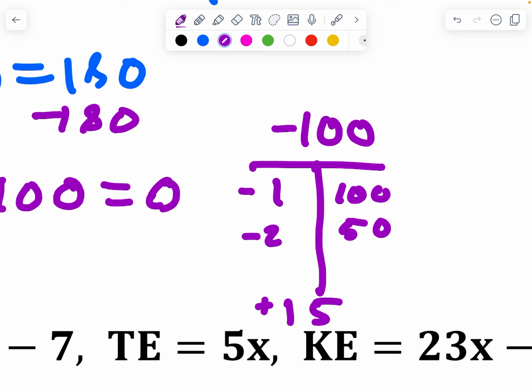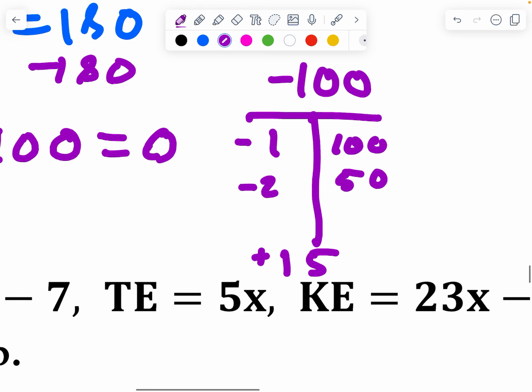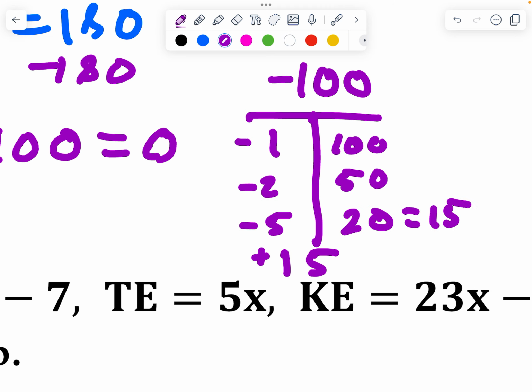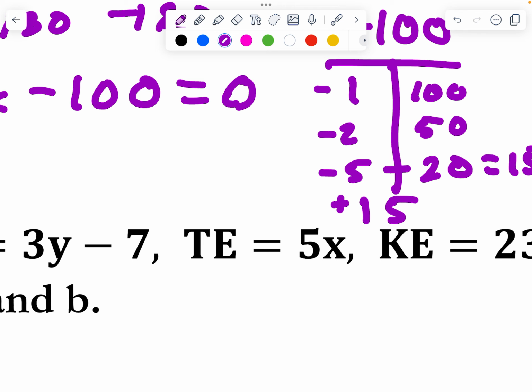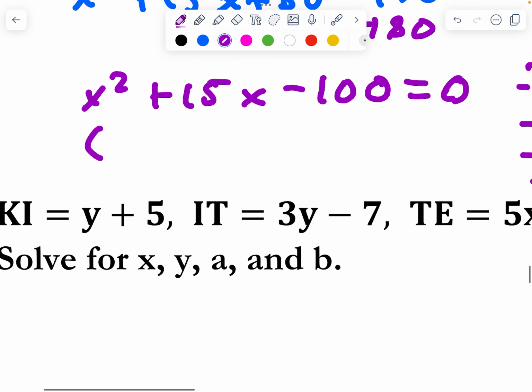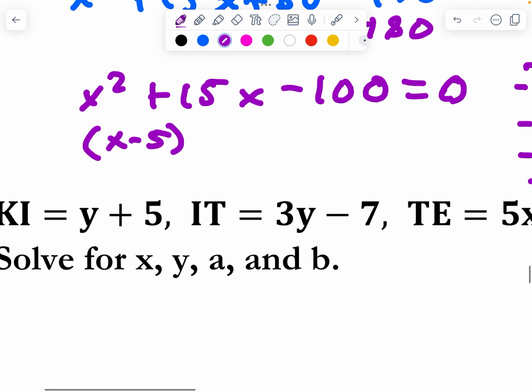I'm going to skip 4. That doesn't really seem like it's going to work. What about 5? Oh, yeah, negative 5 and 20. Now, 20 minus 5 is going to be 15. Negative 5 plus 20 is 15. So I found my two answers here. So I'm going to write my quadratic as x minus 5, x plus 20, and these are equal to 0.